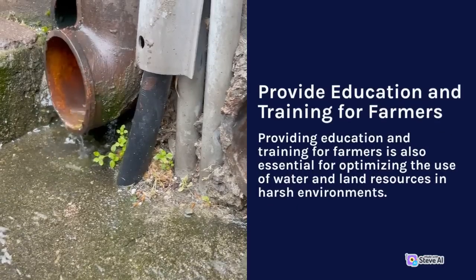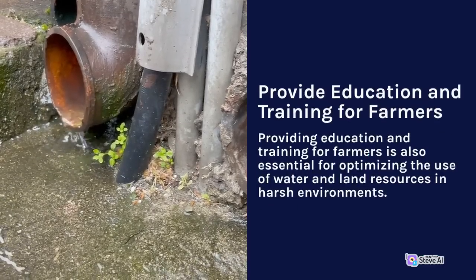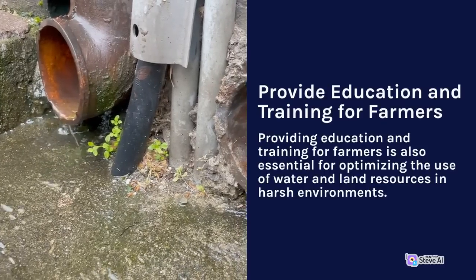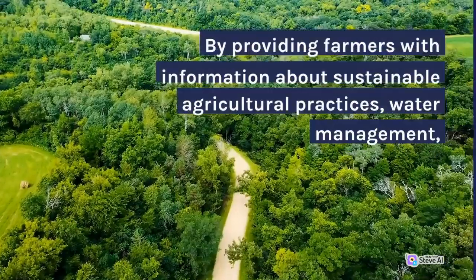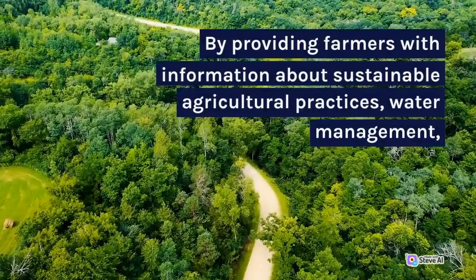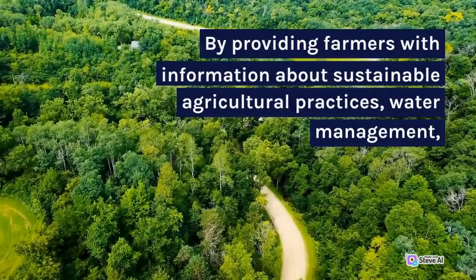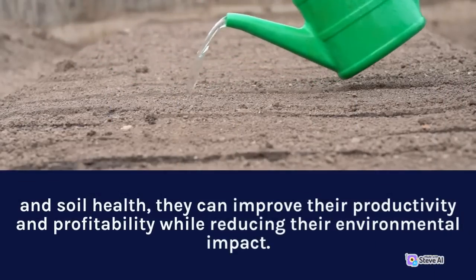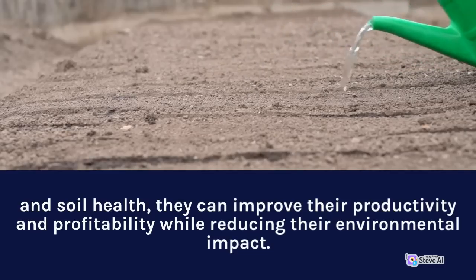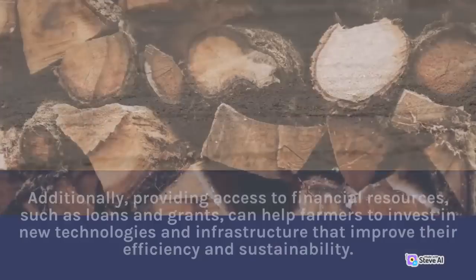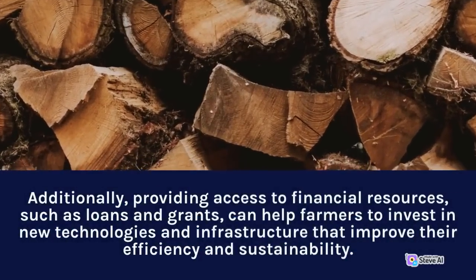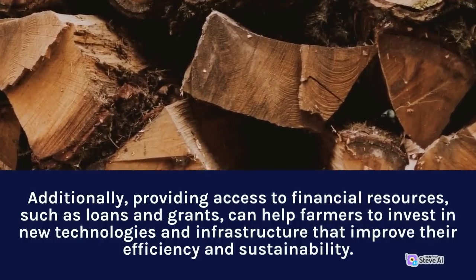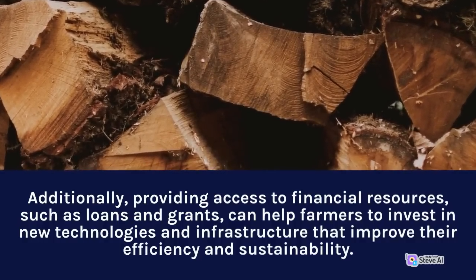Provide education and training for farmers. Providing education and training for farmers is also essential for optimizing the use of water and land resources in harsh environments. By providing farmers with information about sustainable agricultural practices, water management, and soil health, they can improve their productivity and profitability while reducing their environmental impact. Additionally, providing access to financial resources, such as loans and grants, can help farmers to invest in new technologies and infrastructure that improve their efficiency and sustainability.